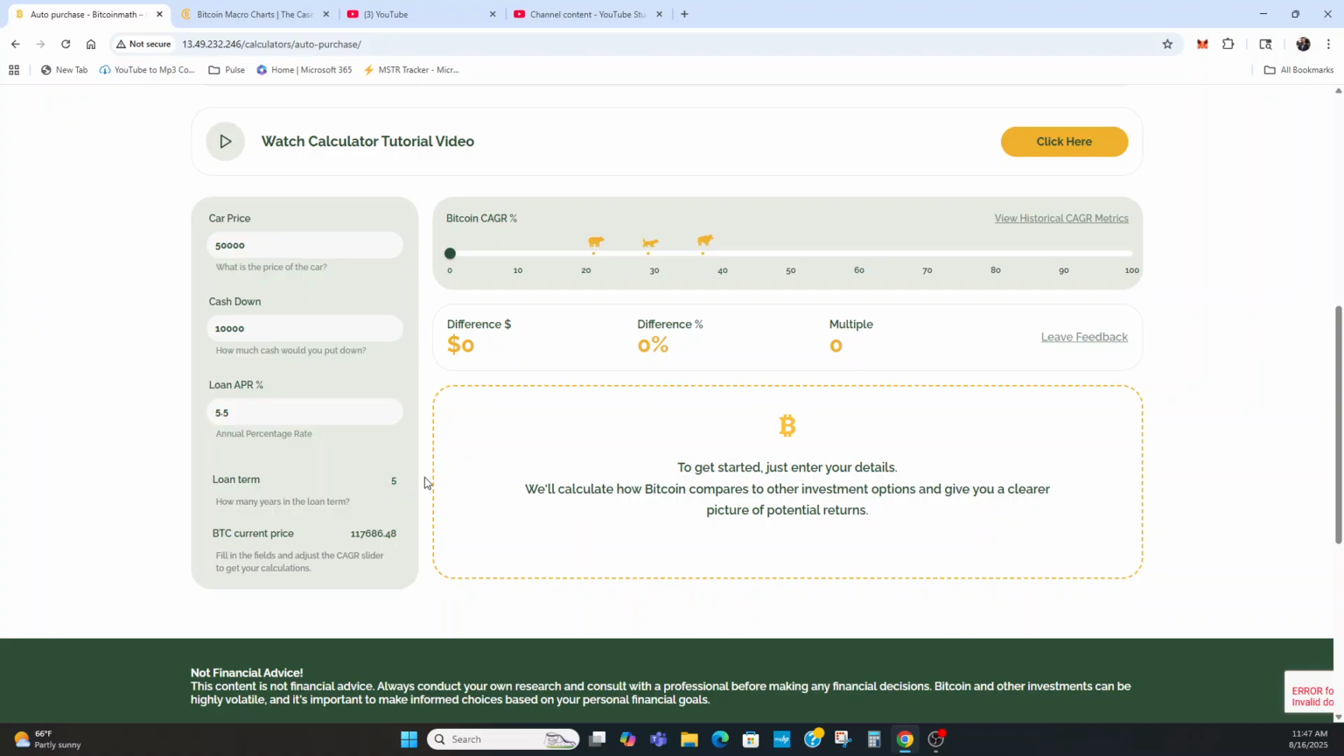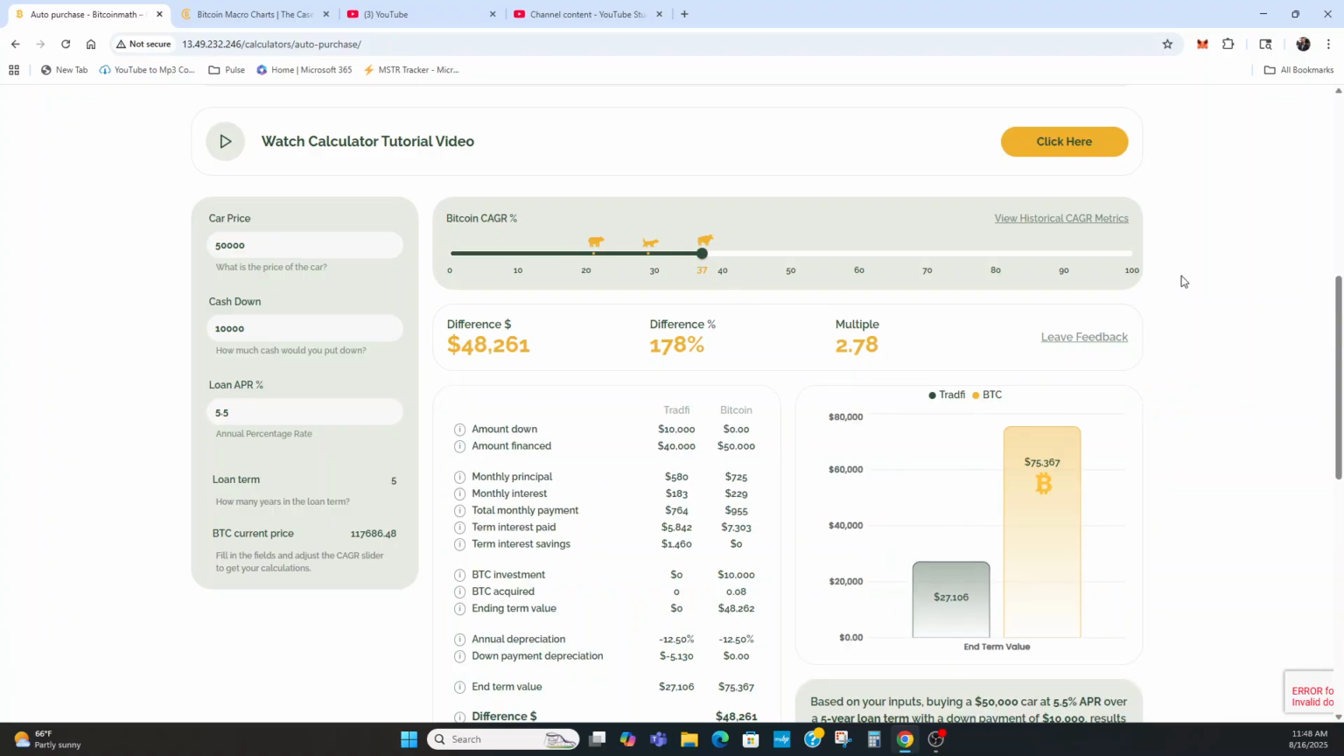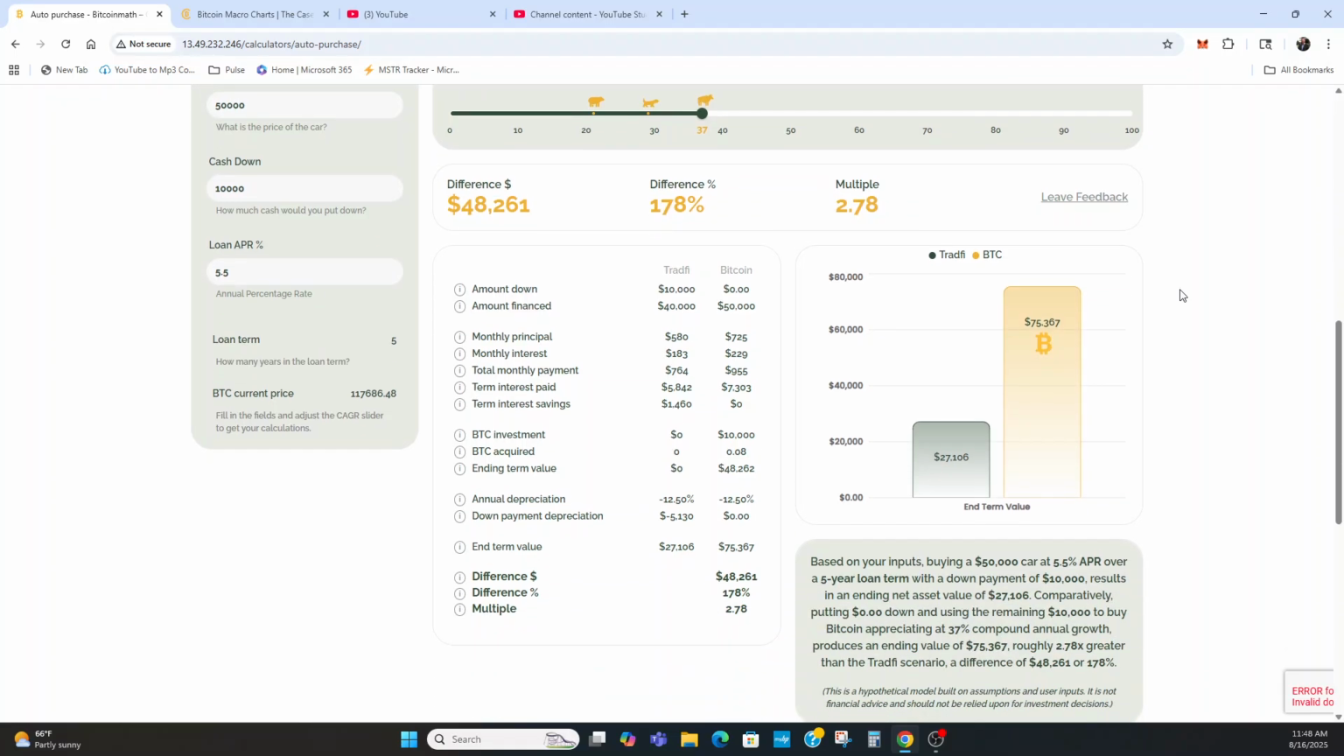And let's say we got this at a clean 5.5% APR, and we're going to assume this is over a 5-year term. Now, in order to model the scenarios here, you also have to select a Bitcoin compound annual growth rate, or CAGR, for the 5-year period. The icons on here will show you Michael Saylor's projections for the next 21 years. This is his bear case, his base case, and his bull case. Over a 5-year term, let's hypothetically say we think it's going to be Saylor's bull case, 37%. And then the outputs are produced.